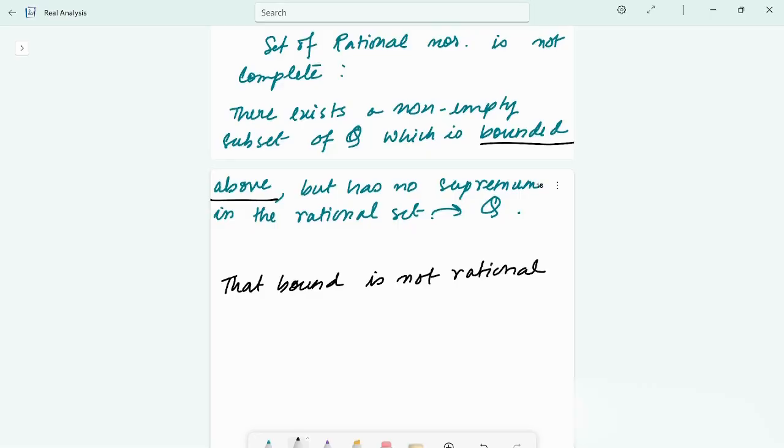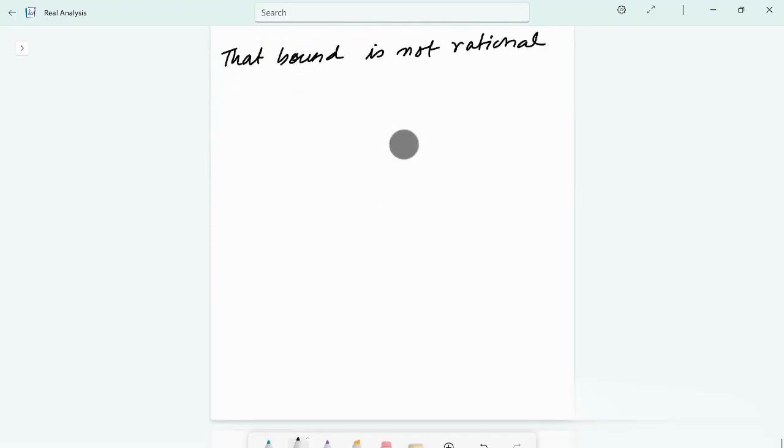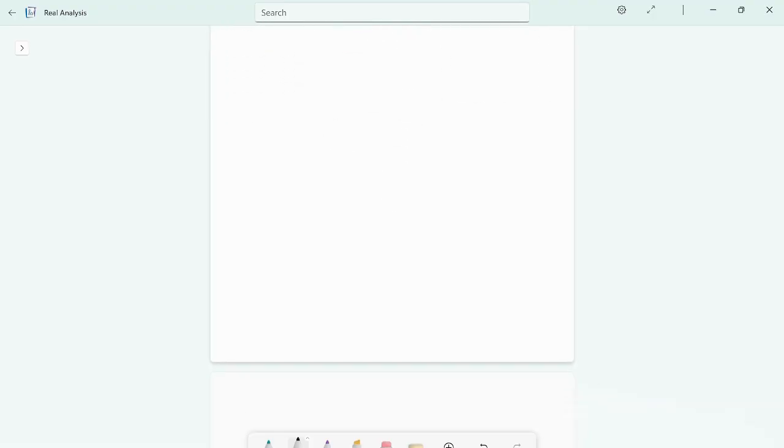If that bound is not rational, then how can it be in the rational set? Therefore, the rational set is not complete. Rational numbers are not complete. This is the meaning of the theorem. Now coming to the proof.